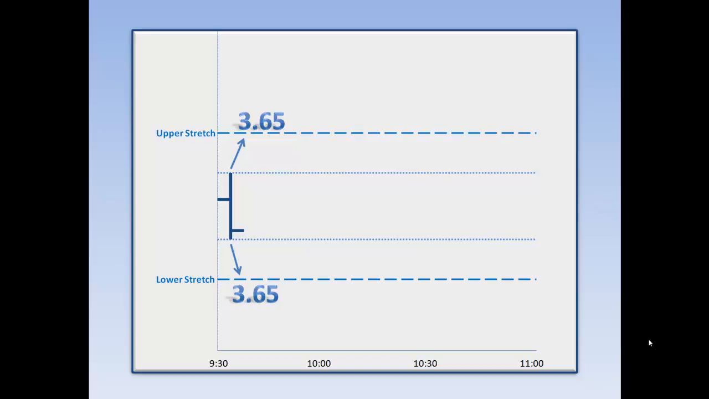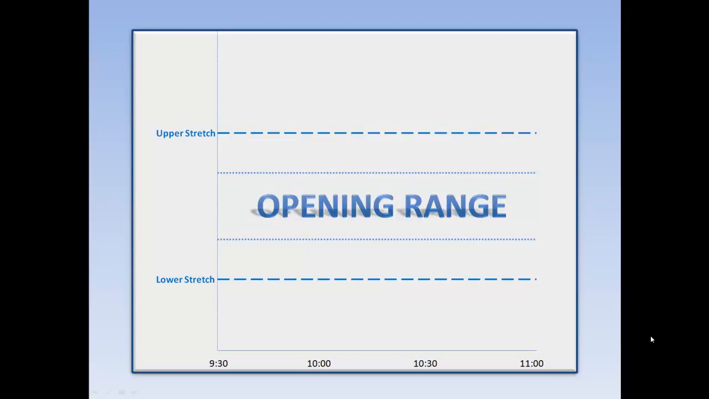So this is our A down point and our A up point, and then what we have to do is wait for price to make a move outside of the opening range. Let's see how this is supposed to work in an ideal situation. We have our opening range, we have our stretch points.